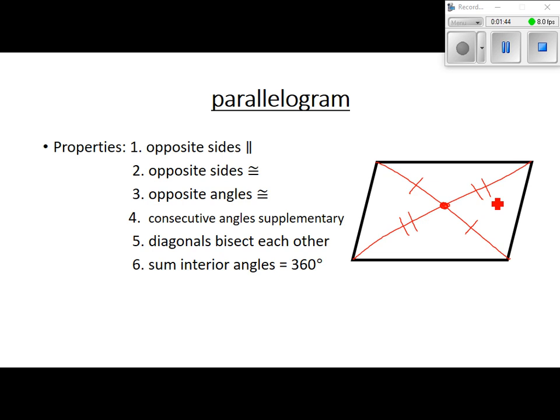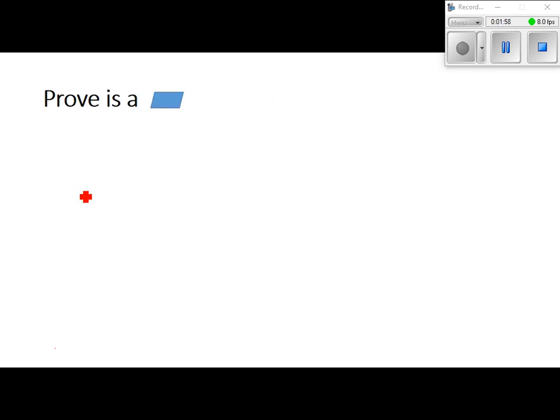And then we also know that all four angles, and this works for every shape that we're going to do today, all four angles have to add up to 360 degrees. And that's for any quadrilateral. To prove something is a parallelogram, I only put three of them on here. This is just going back over stuff.